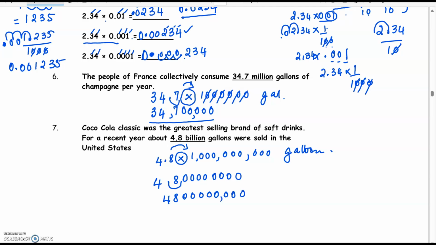Now let's put the commas starting from the right, in groups of 3. So each group is a period. So this is 4.8 billion gallons. It's that many gallons.